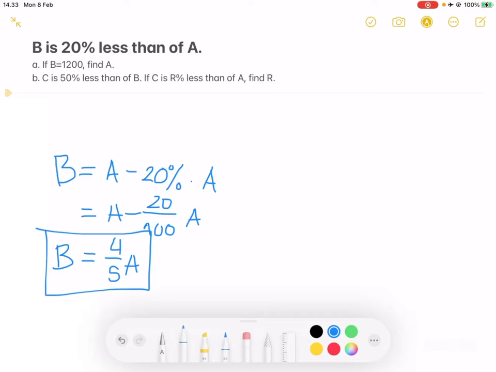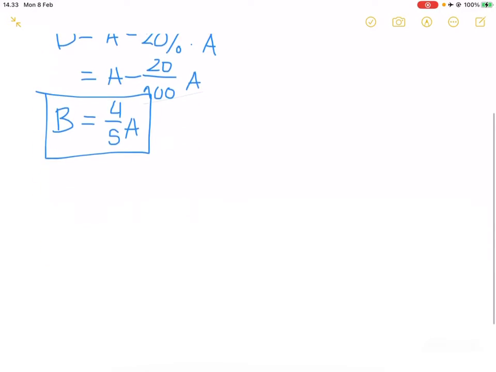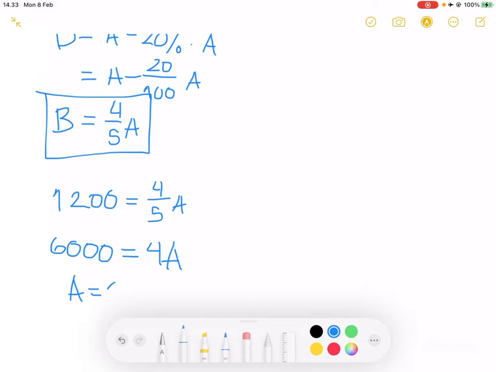So here we go. And from part A, if B equals 1200, find A. So I can just substitute B equals 1200, so 1200 is equal to 4 over 5 A. And then we can just multiply 5 on both sides to get 6000 on the left hand side. The right hand side will get 4A. And finally, you can just divide both sides by 4 to get A is equal to 1500. That's our answer for part A.